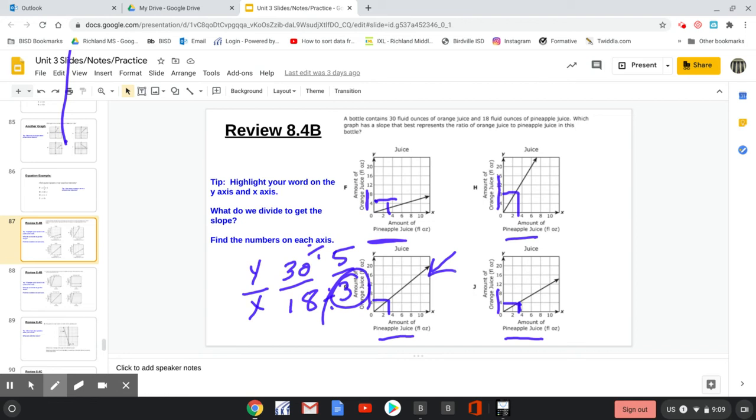If you did 2 divided by 30, you would get 15 and 9. That works as well. Your answer is G, I think. I can't see it anymore. Okay, let's look at another one.